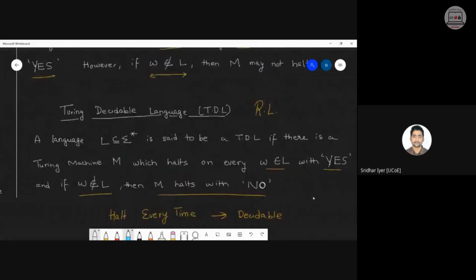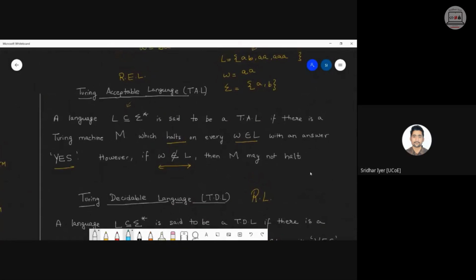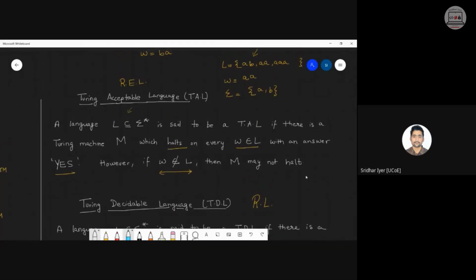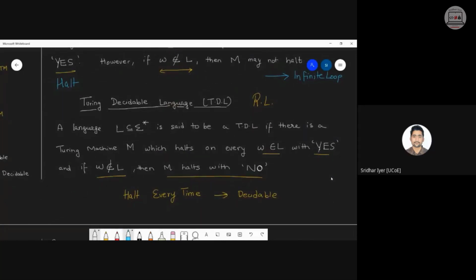Once again, I am repeating this concept, recursively enumerable languages and recursive languages. This needs to be cleared once again. A Turing acceptable language or a recursively enumerable language will only halt with yes. It will not halt with no. So these sort of machines may go into an infinite loop. Whereas the second type of machine will halt every single time, whether the answer is yes or the answer is no. So there is no scope of infinite loops.